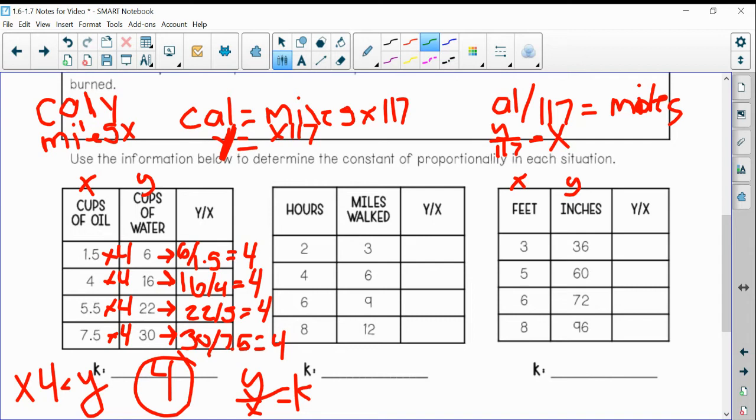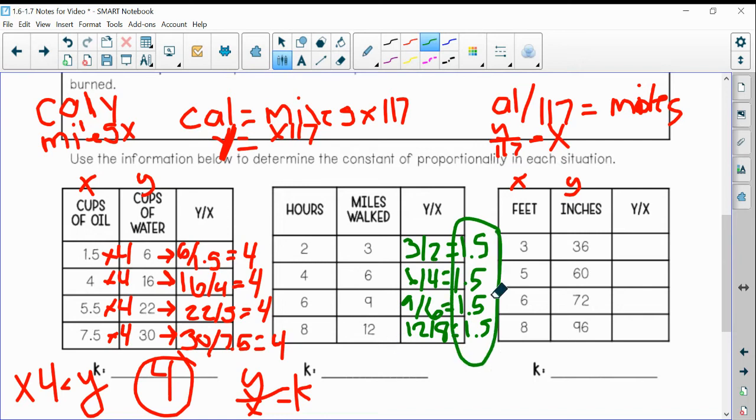All right. So y divided by x, should have said 3 divided by 2. Did you get 1.5? 6 divided by 4, 1.5. 9 divided by 6, 1.5. 12 divided by 8, 1.5. Every time it moved, it was that 1.5.